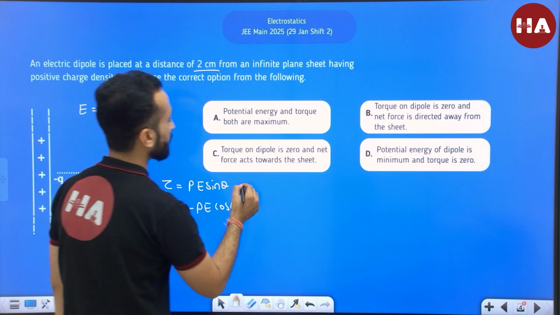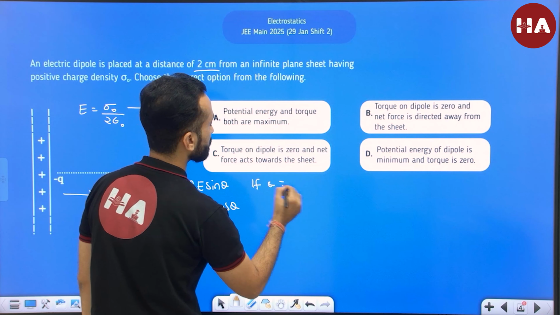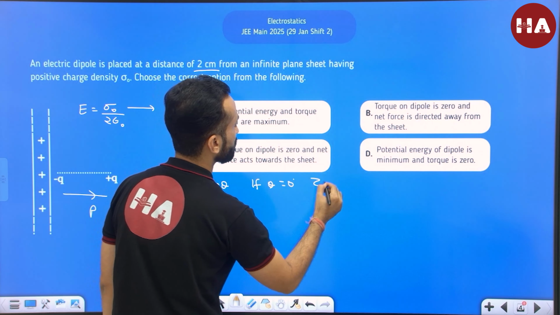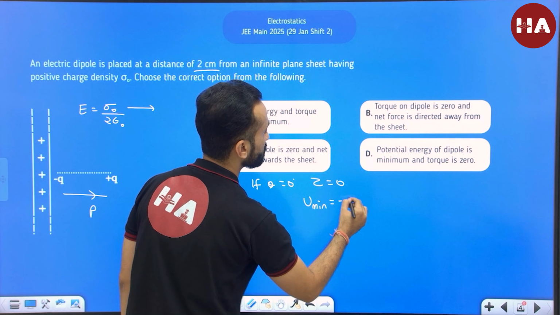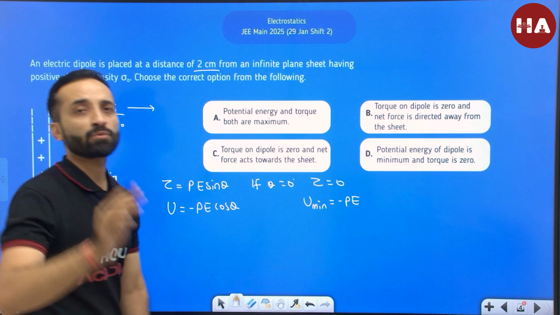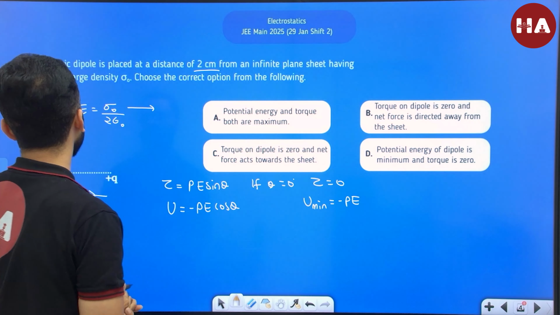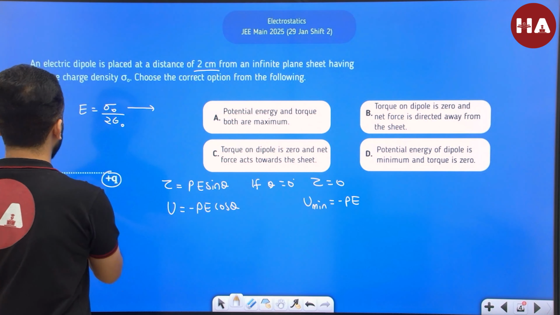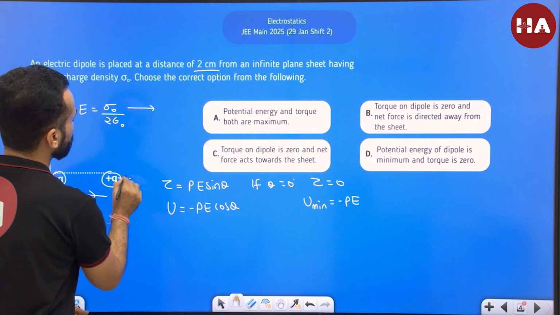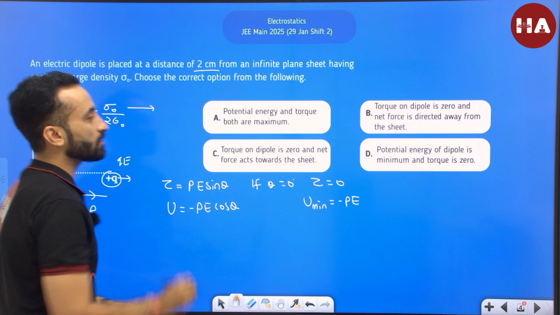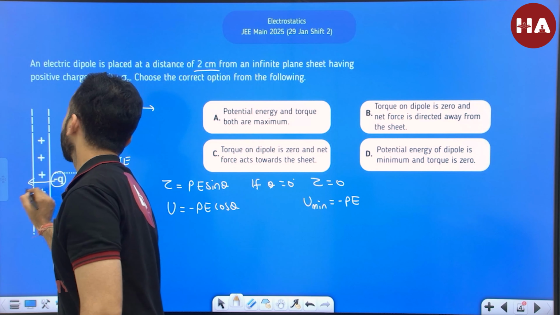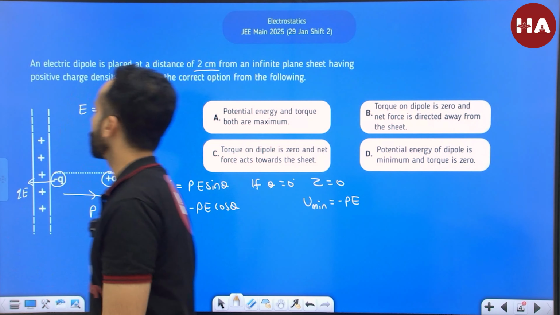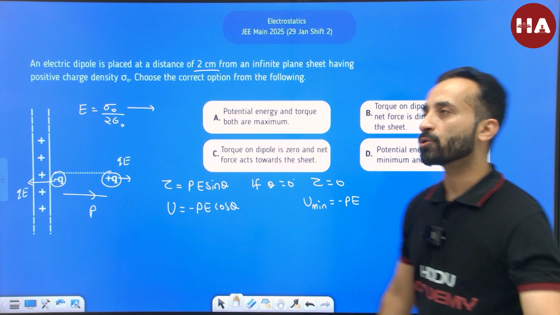Now if theta is 0, let's take down the values. If theta is 0, then the torque is 0 and potential energy is minimum, that is equal to minus PE. And what about the force, my dear students? So force is basically going to be 0. Why? Because whatever force positive Q would experience to the right will be balanced off by the force negative Q will experience towards the left, right? So I hope you know all these concepts.